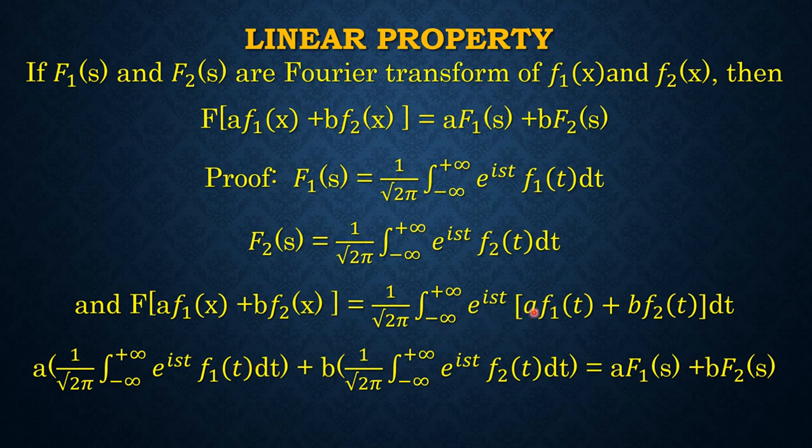By taking a and b outside the integral, that is a into 1 by root over 2 pi integration minus infinity to plus infinity e to the power ist f1(t) dt plus b into 1 by root over 2 pi integration minus infinity to plus infinity e to the power ist f2(t) dt, which is equal to a F1(s) plus b F2(s).